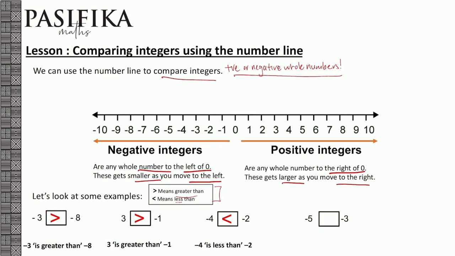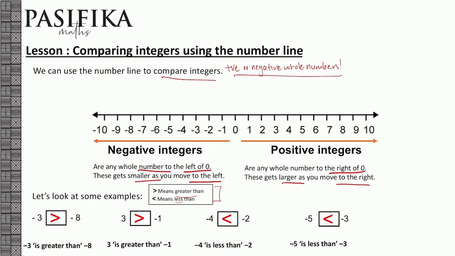What about -5 and -3? Where does -5 lie on the number line? There we go. And what about -3? Now we can see that -5 is less than -3.